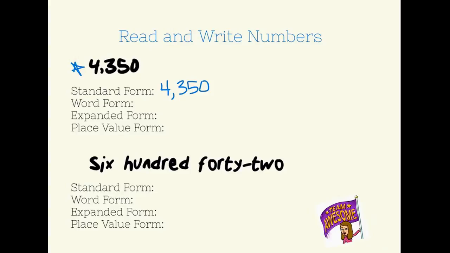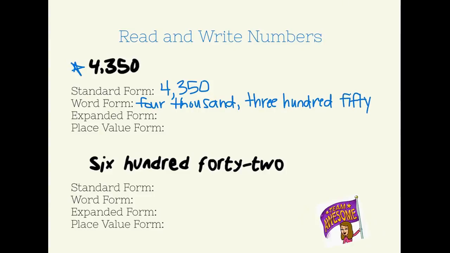Word form is a little lengthy because now I have to write out the words for it as I read it aloud. That's the trick that I use. So as I'm reading this number, I'm going to write the words that I'm saying. So 4,000. I'm going to put a comma because I remember that that's where it is in the number as well. 300. 50. Boom. As I read it aloud, I wrote the words I was saying.